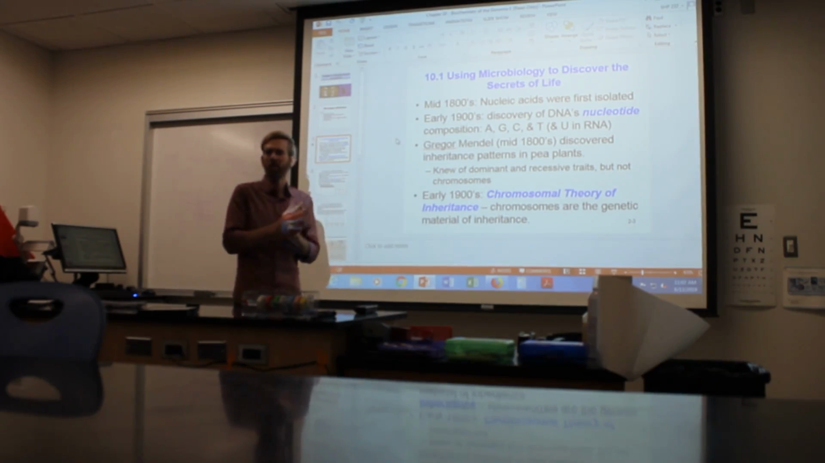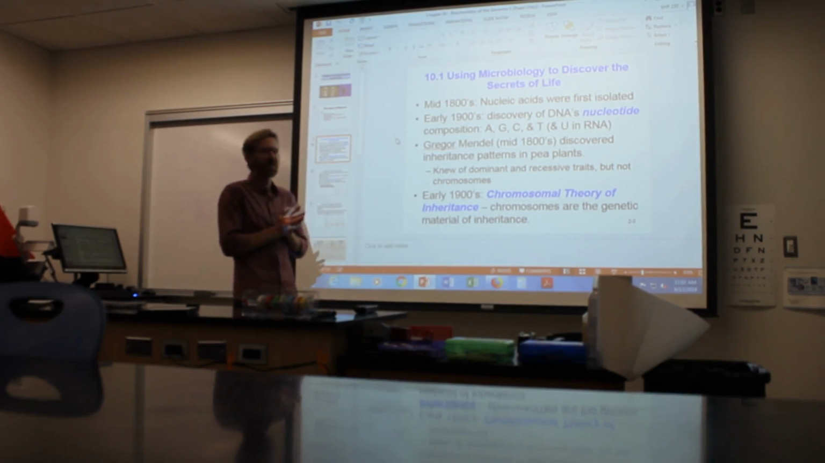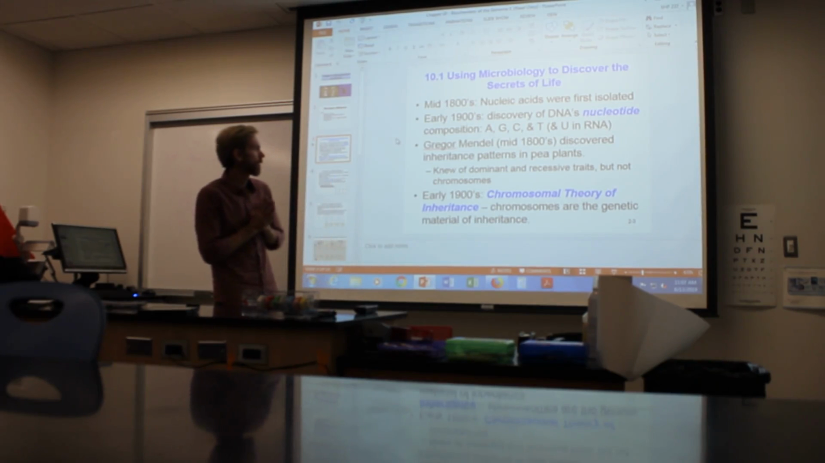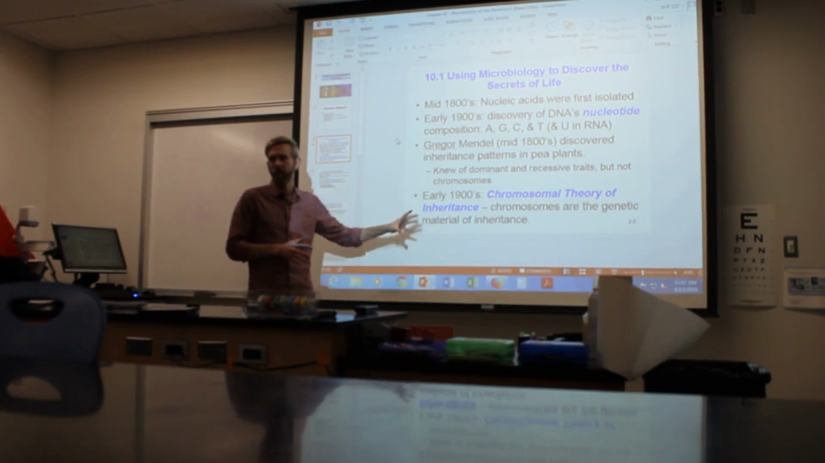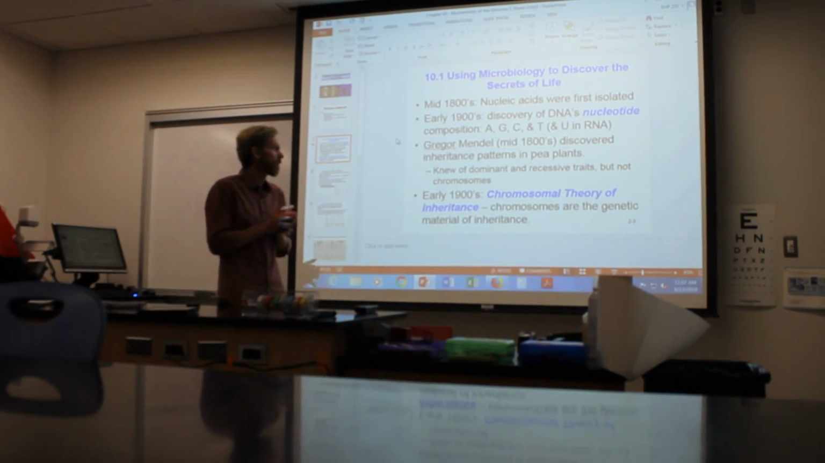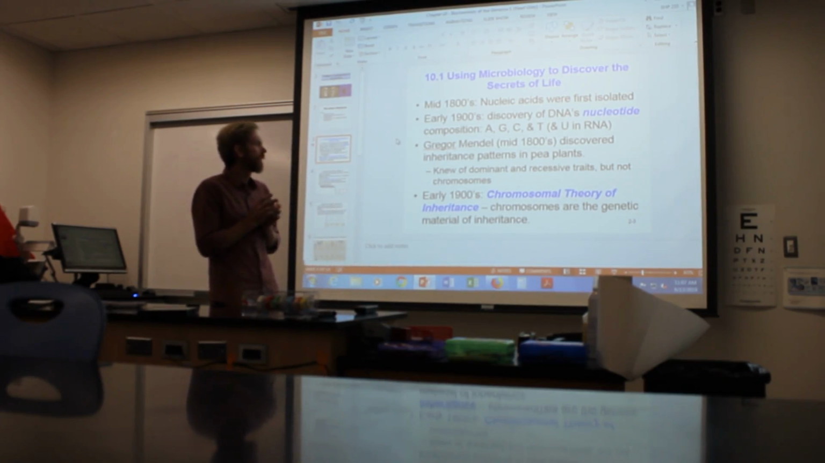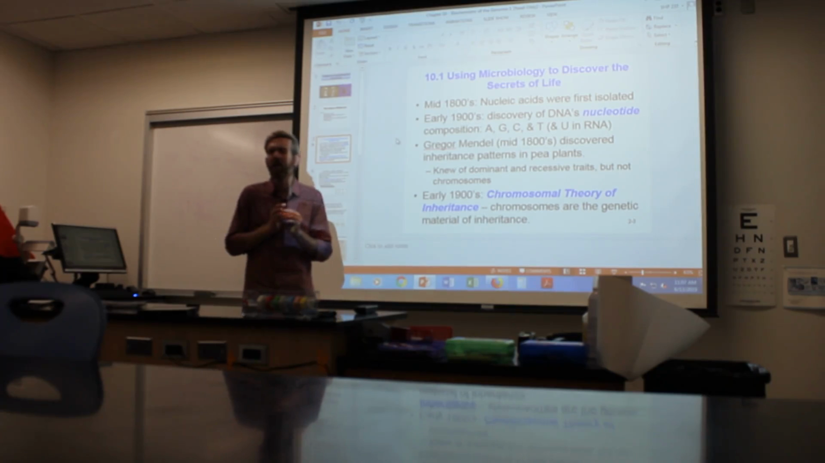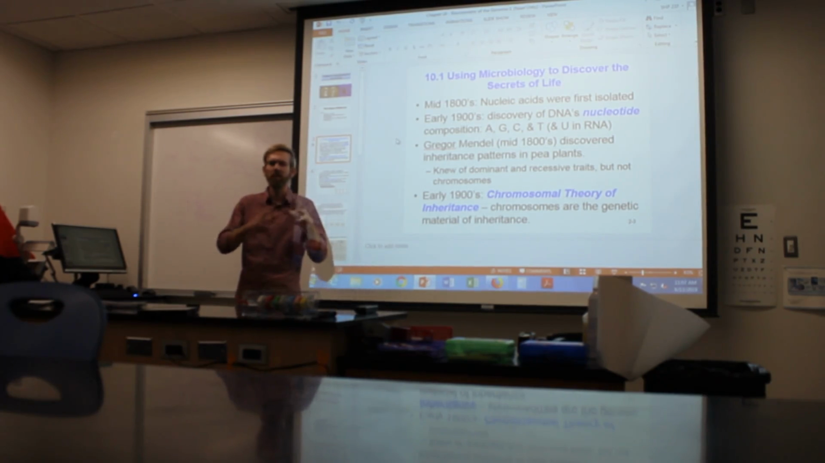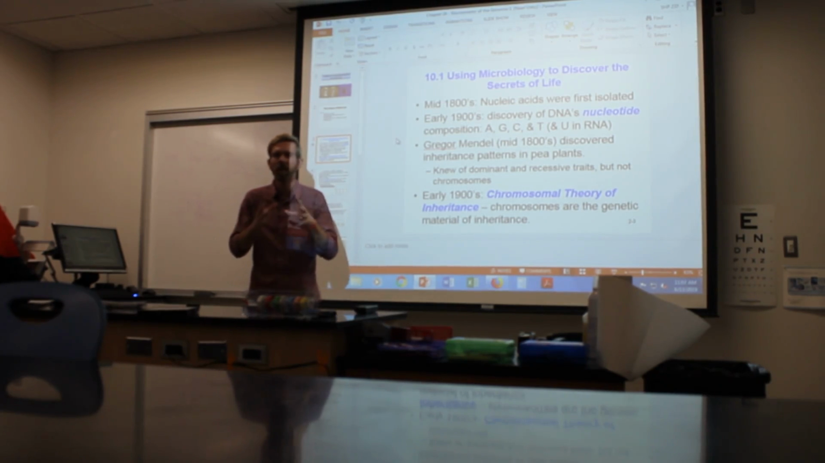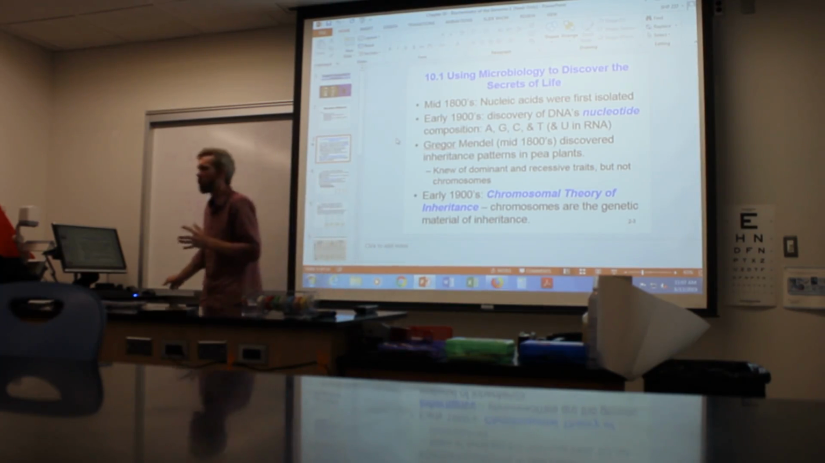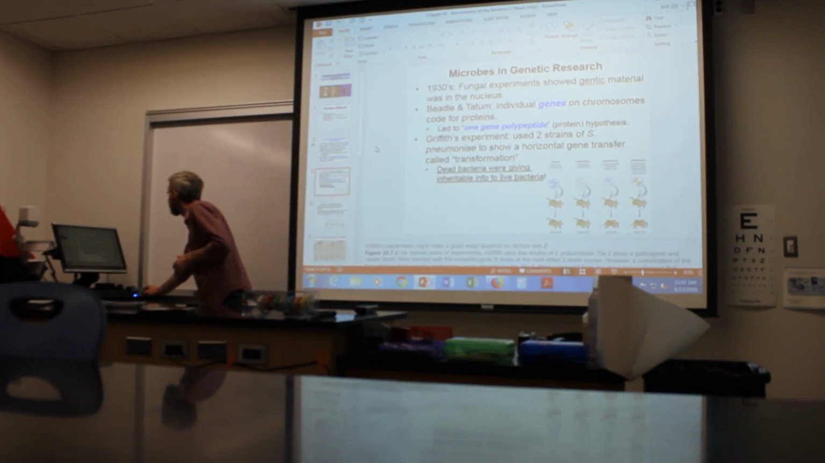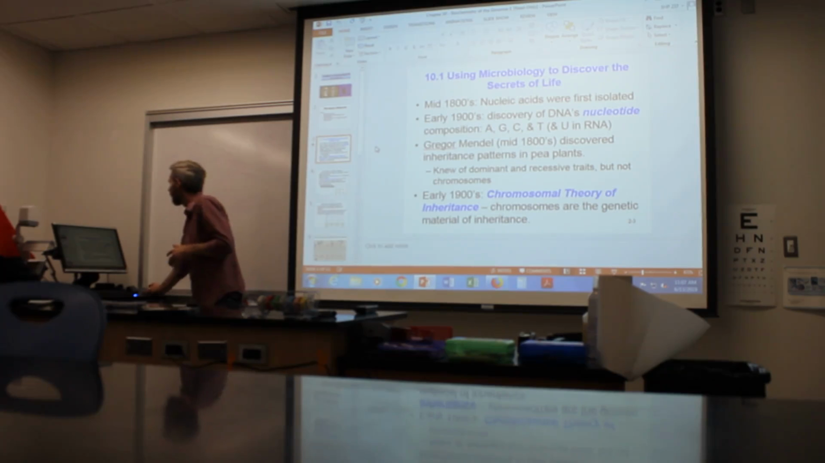But we're going to talk about some moments in this chapter and important things other than that. By the early 1900s, we had the chromosomal theory, which said chromosomes are the genetic material of inheritance. But it was just a theory. They knew what DNA was, and it was on chromosomes, but they didn't really think it controlled your inheritance. I'll explain why in a moment. Well, we'll talk about that now.